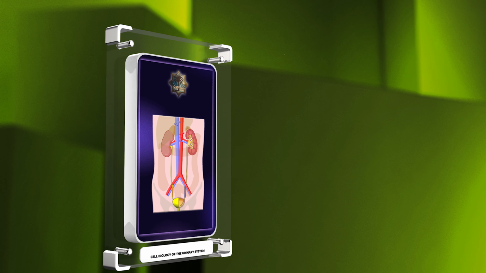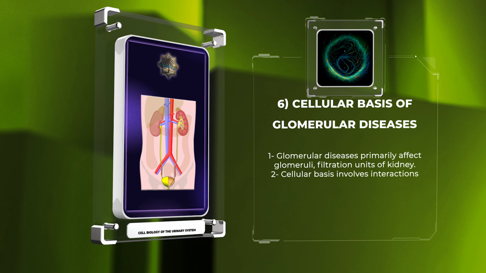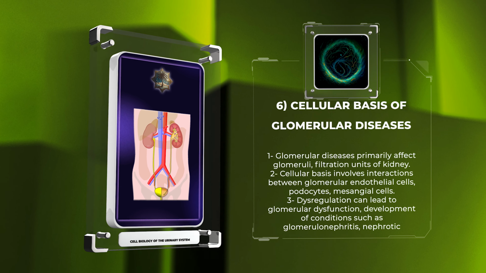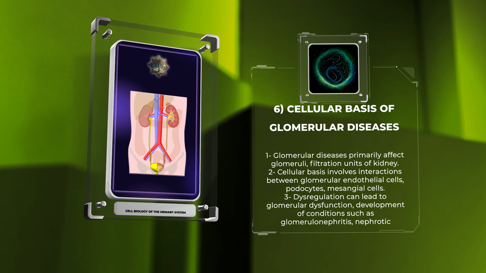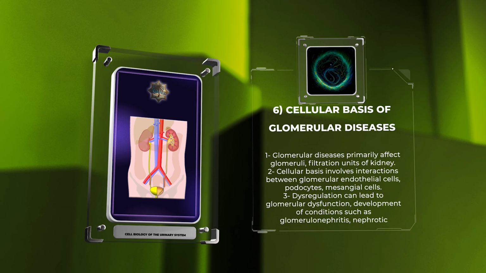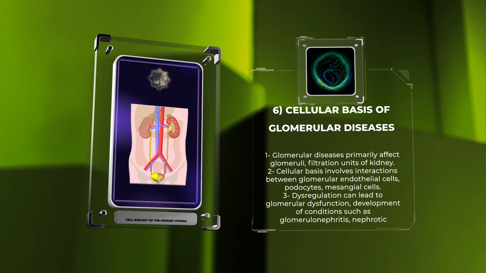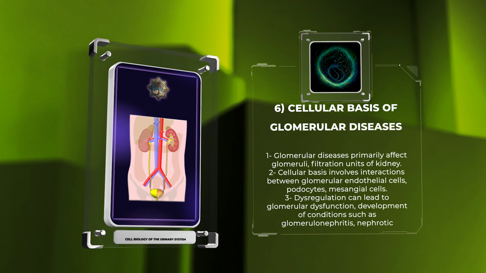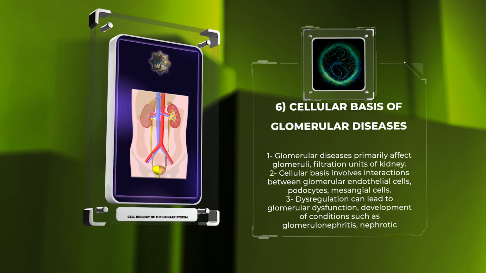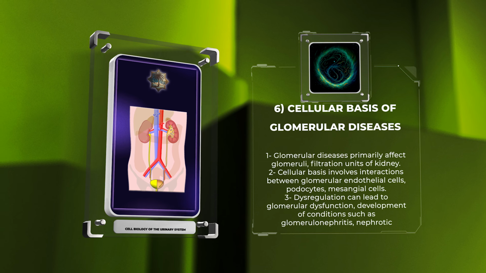Glomerular diseases encompass a group of renal disorders that primarily affect the glomeruli, the filtration units of the kidney. Understanding the cellular basis of these diseases involves unraveling the intricate interactions between glomerular endothelial cells, podocytes, and mesangial cells. Dysregulation of these cellular interactions can lead to glomerular dysfunction and the development of conditions such as glomerulonephritis and nephrotic syndrome.